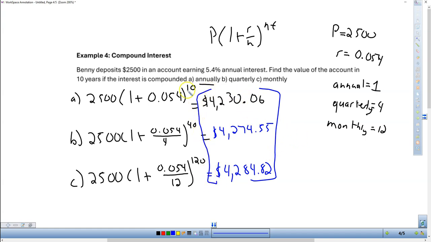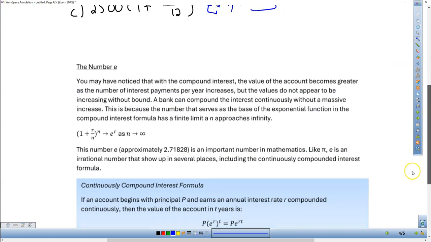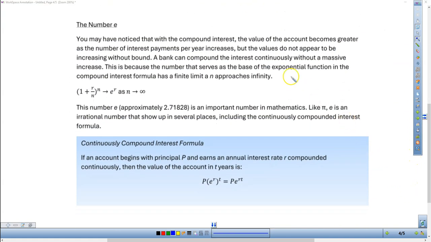Now, one thing you'll note is the more times that we compound, the more we are starting to get larger values. And that's a cool thing with compound interest. As we look at this, the value of the account becomes greater as the number of interest payments per year increases. So if I took it from 12 and made it, let's say, 36, you'd see it even larger. But there is an important thing to note.